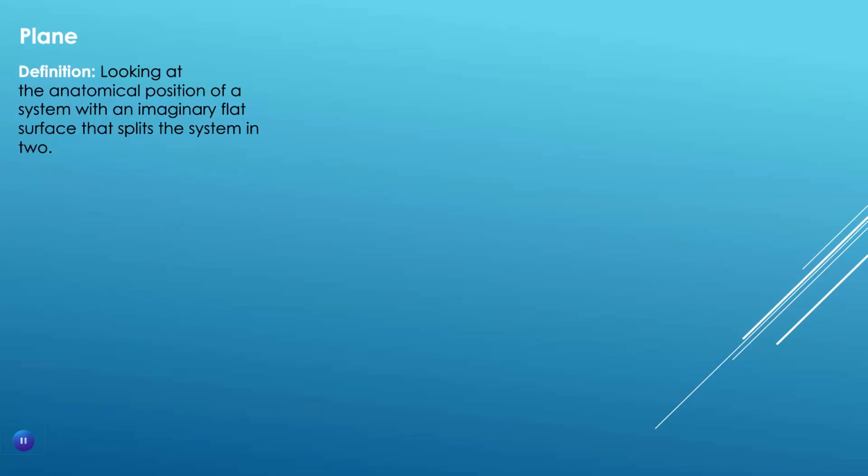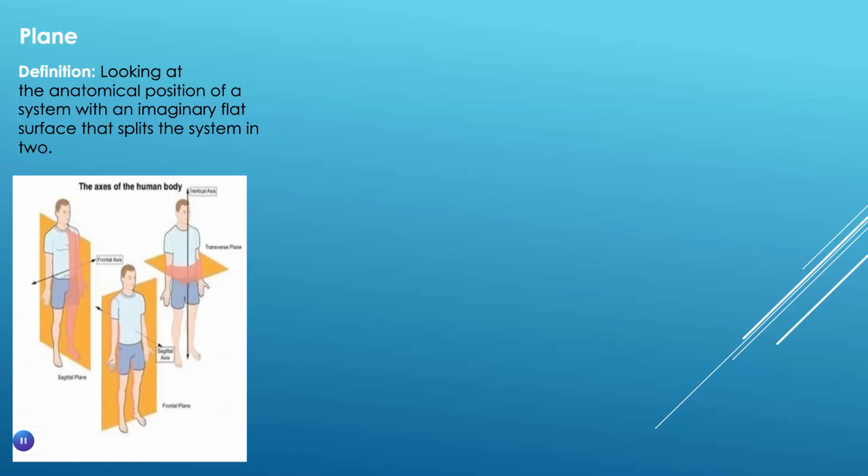Next, we're looking at planes. Planes look at the anatomical position of a system with an imaginary line that runs through them. The purpose of a plane is to be able to look at a system and see the movement that occurred during a specific skill. This helps as the plane is created so that movement runs along a flat surface on the plane and tells us whether the movement is flexion, extension, abduction, adduction, or rotation. There are three different types of planes: frontal, sagittal, and transverse.